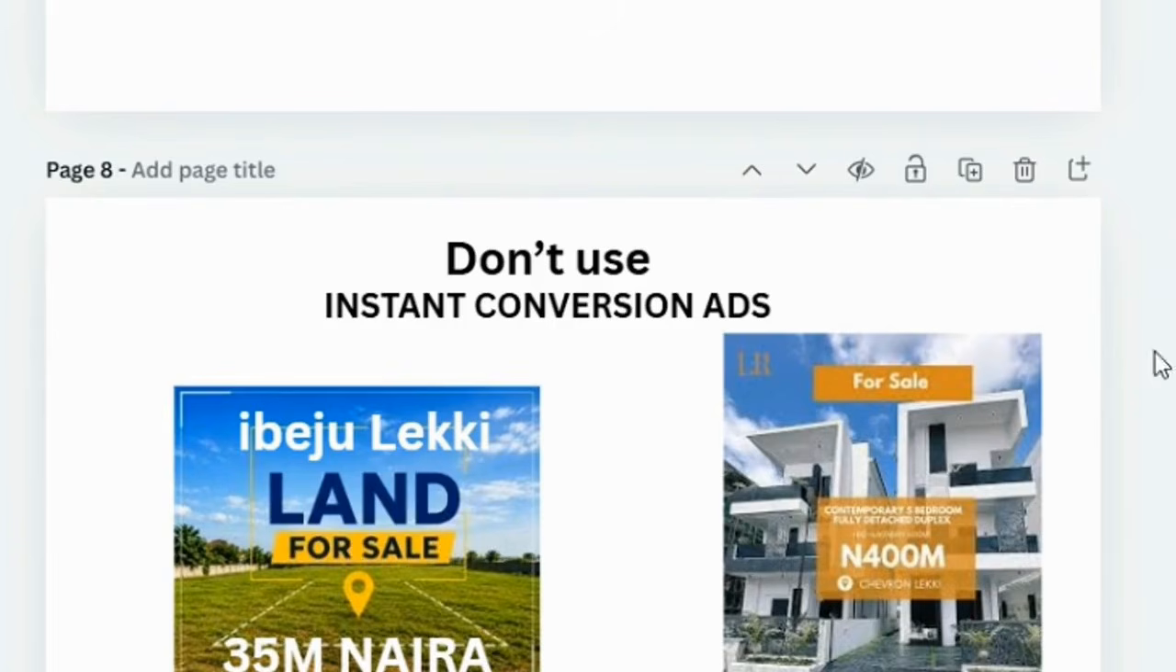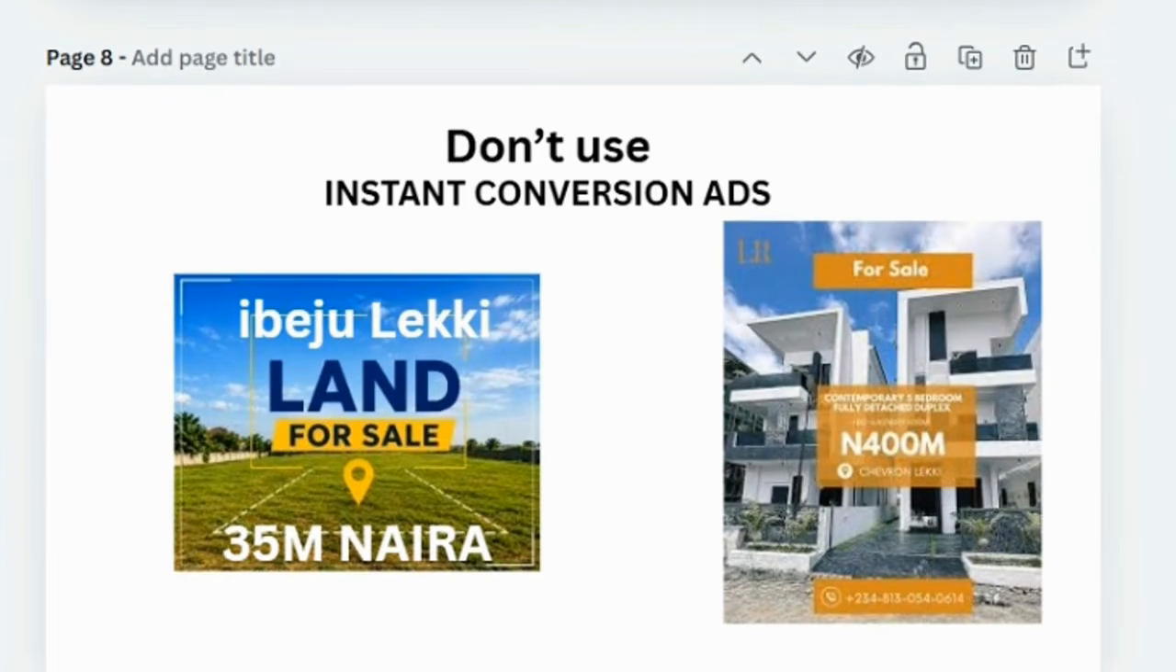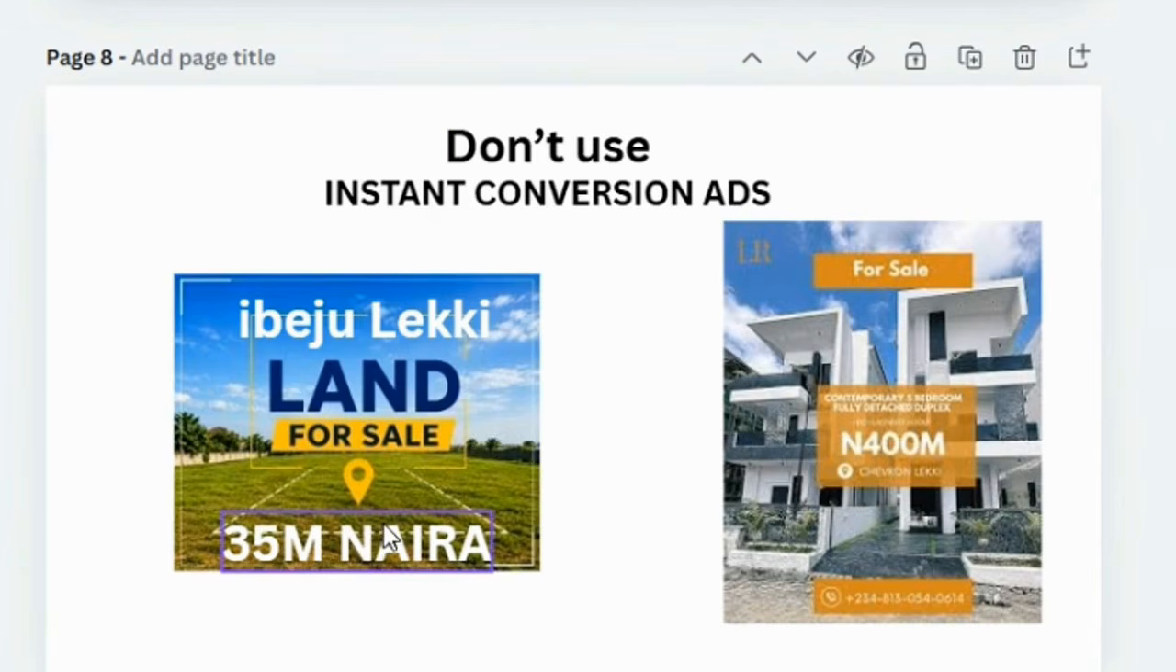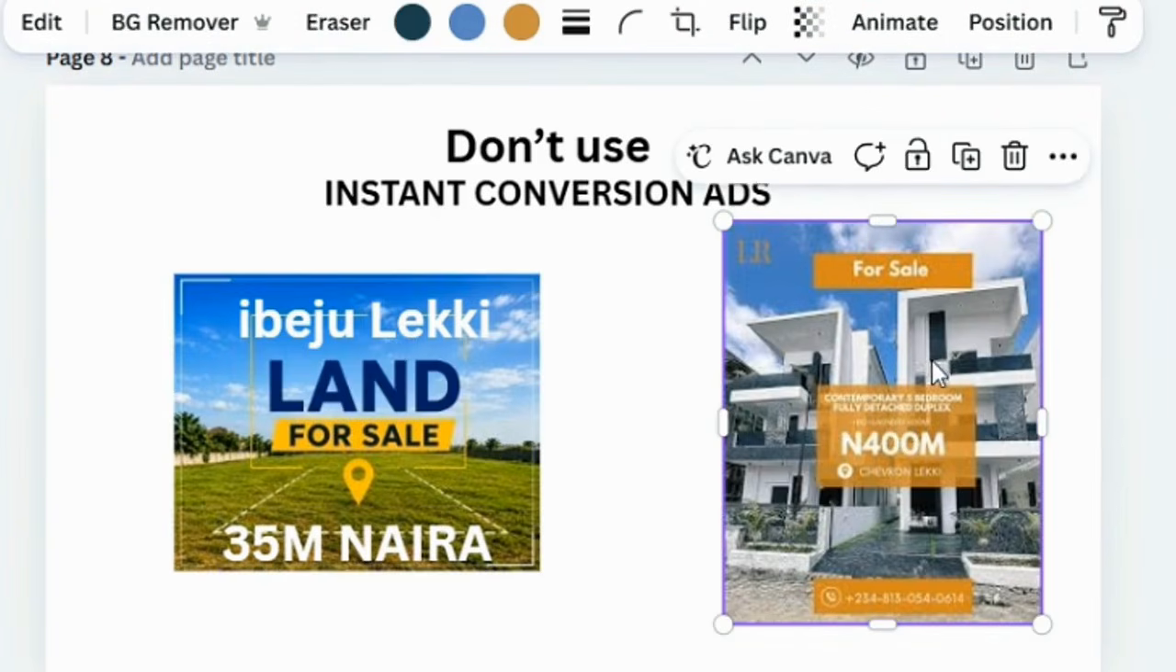Now let's go to the most important part of this video. The creative that we don't use is a creative that tries to sell to them instantly. For example, a creative with a price. This is an Ibeju-Lekki land for sale, with a price of 35 million naira. This is another creative of a house, which is selling for 400 million naira.